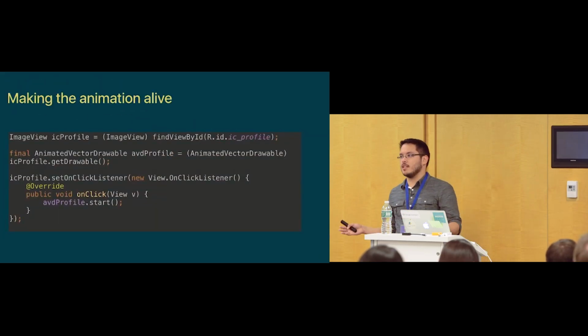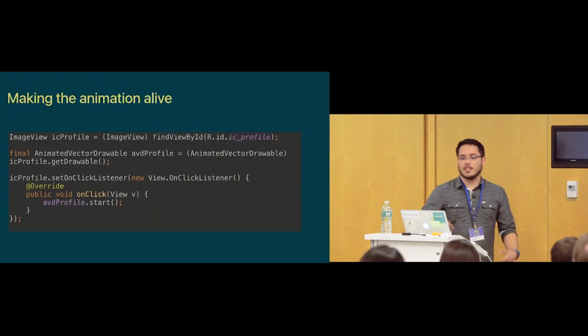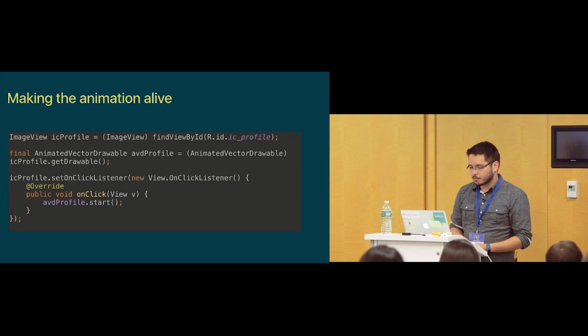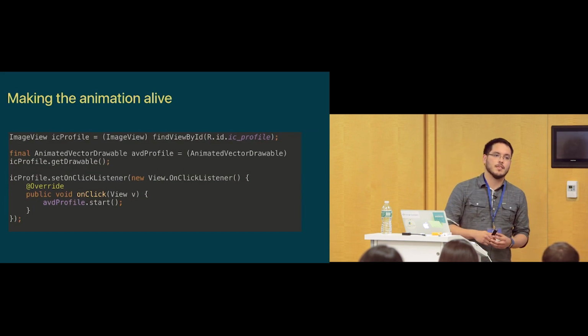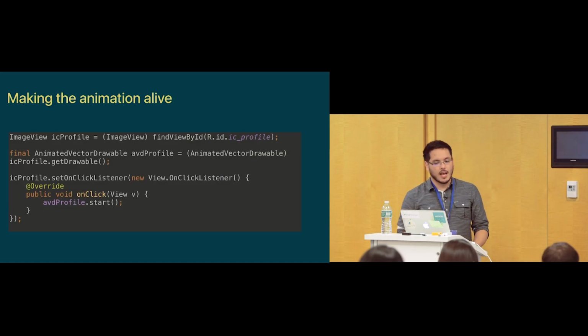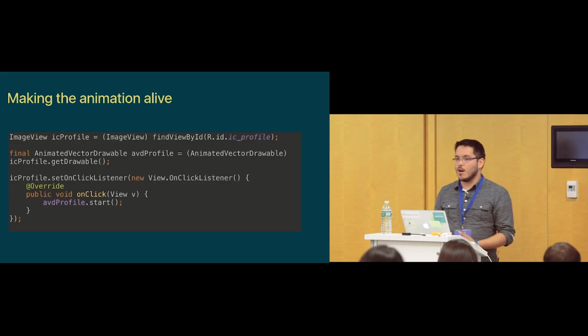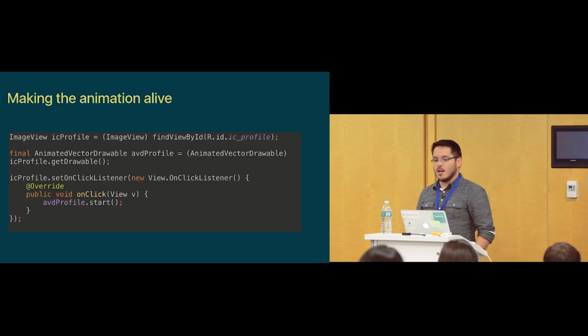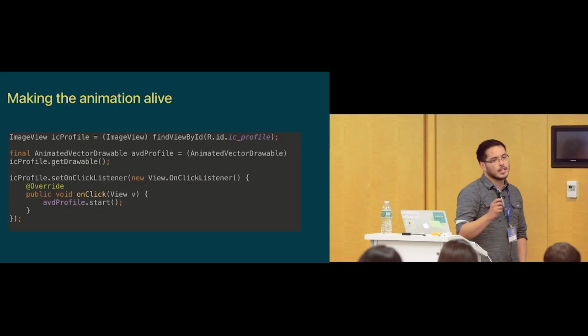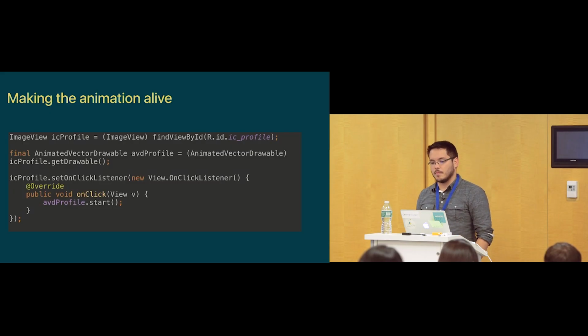And this is the code that makes the animation come alive. You just have to get your animated vector drawable. If you're using it for Lollipop and before, you're going to have to use animated vector drawable compat. And then on the click listener, on this project that I use, which is going to be on GitHub, you can check it out later, I call it on a click, and the animation starts.